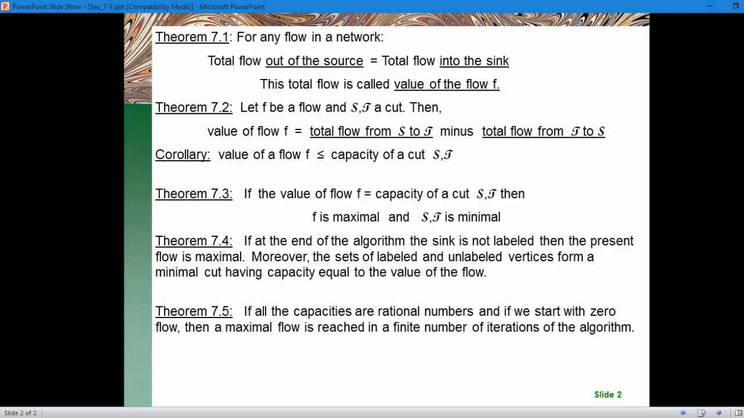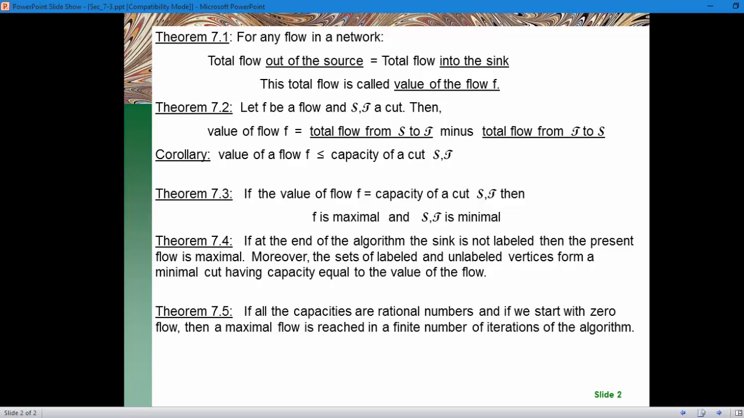Now, if the capacities are all rational numbers, then there may be a danger of adding just a little bit every time and it will never reach the maximum. You can think of, for example, a number like 1/3, which can be represented by an infinite decimal expansion, right? 0.3333, and it never ends. So we could think that the algorithm will keep adding those tiny values and it will never reach the maximum flow.